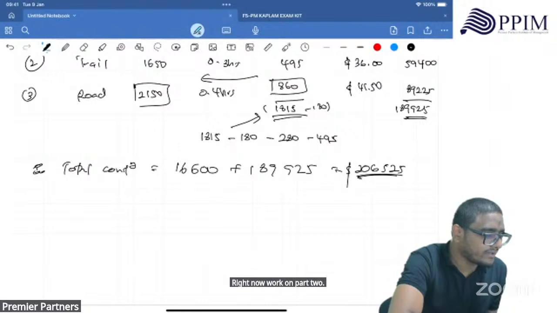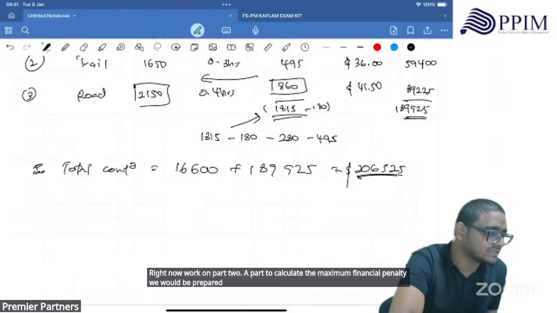Part 2: Calculate the maximum financial penalty B would be prepared to accept if it does not complete Y's order.